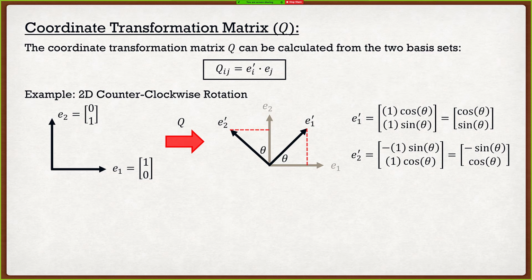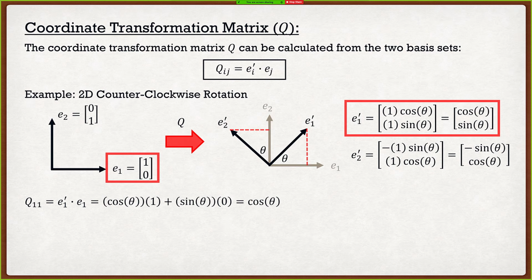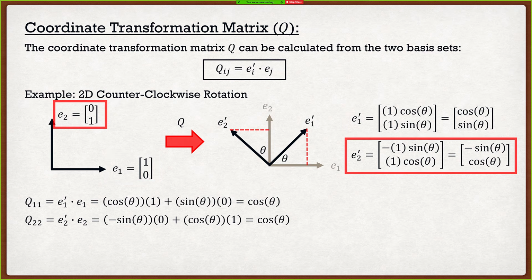To find each component, all we have to do is the dot product between these basis vectors. If I'm looking at Q11, we just look at our formula. We have E1 prime dotted with E1. That's cosine theta multiplied by 1 plus sine theta times 0, which is just cosine theta. Now, if I look at Q22, we have E2 prime dotted with E2. This is negative sine theta times 0 plus cosine theta times 1. That's just cosine theta.